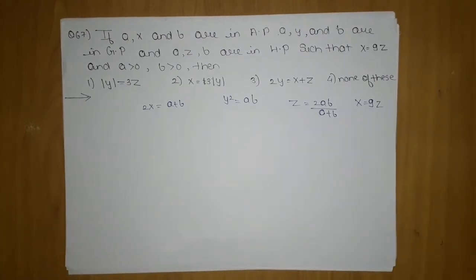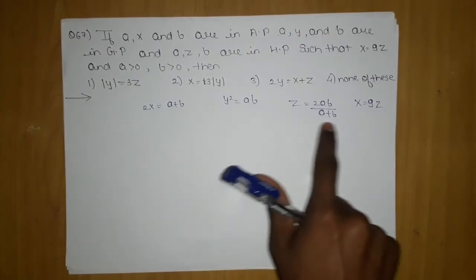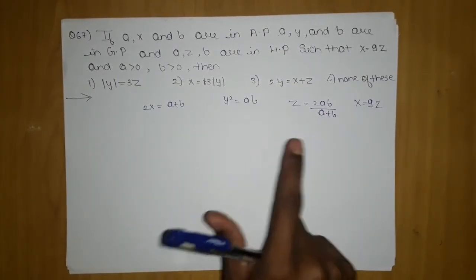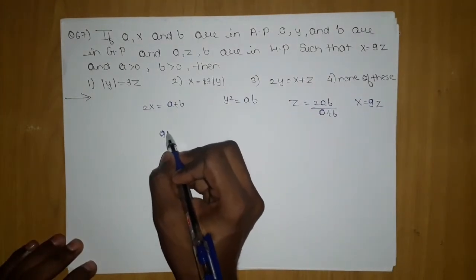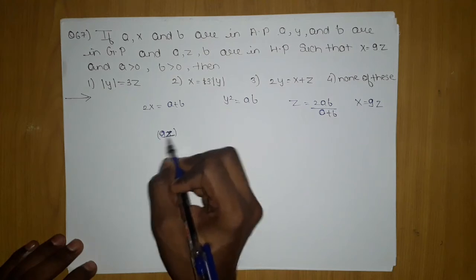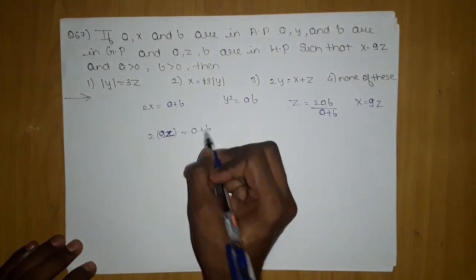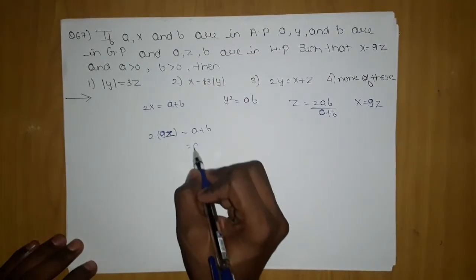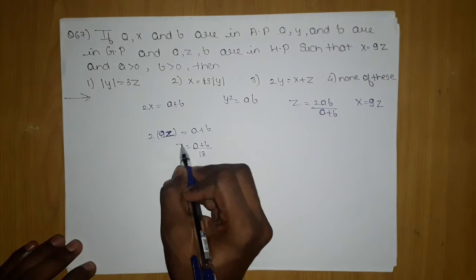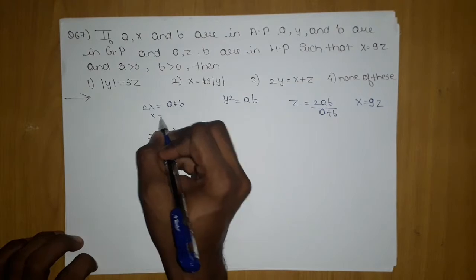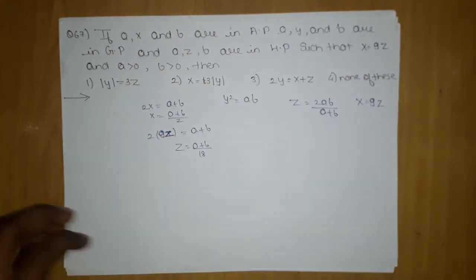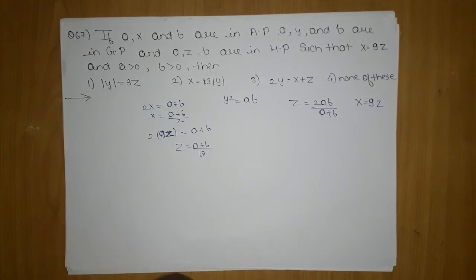Now let's try to get the relation, how we can move. X I can write as 9Z. So it will be 2 into 9Z equals A plus B. So this will be what? A plus B by 2 into 18Z. So I got a Z value. X value, from here I can say A plus B by 2. If I got the value, I can easily compare them. That is the way I am solving the problem.